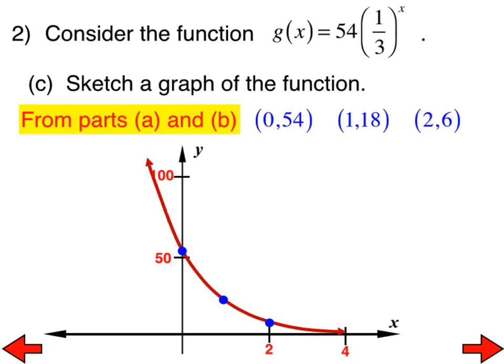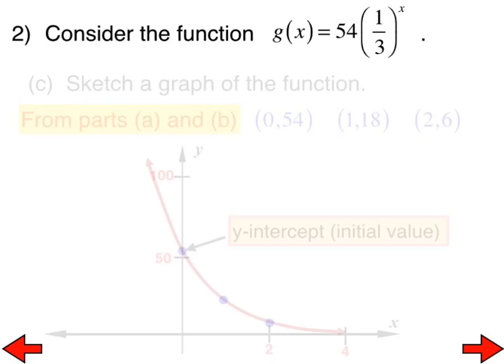Now, part D. Part D is asking, why is this exponential function always decreasing while the one in exercise 1 is always increasing? I want you to think about that for a second.